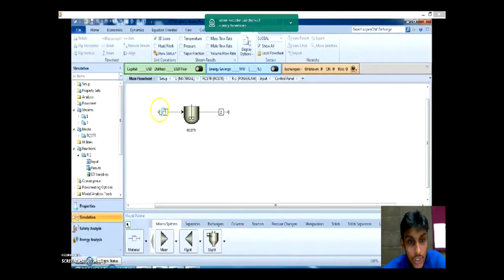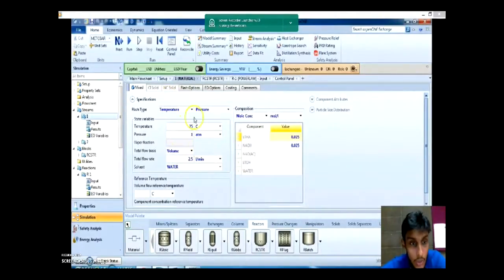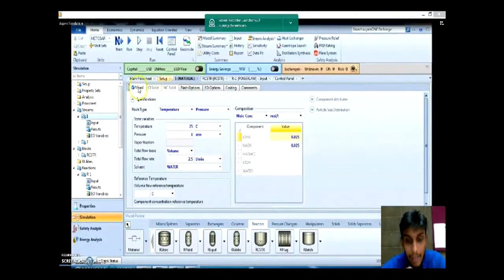This is the main flowsheet of the CSTR, where number 1 is the input and number 2 is the output. So we chose the CSTR reactor from the model palette, and now we edit the input. We start with a temperature of 25 degrees Celsius because we use our liquids at room temperature, and the composition of ethyl acetate and sodium hydroxide is determined by calculation when we put them inside the reactor.